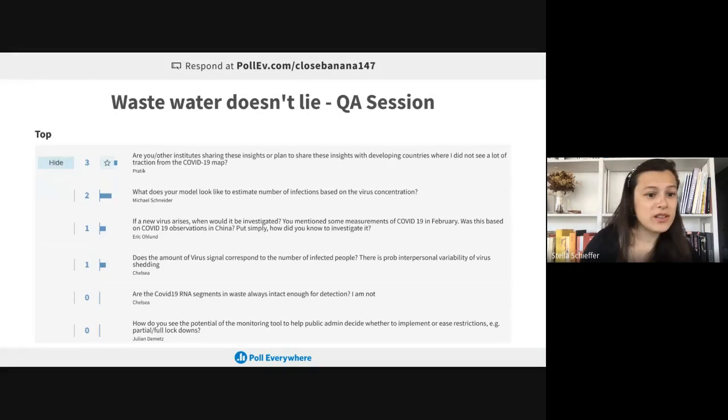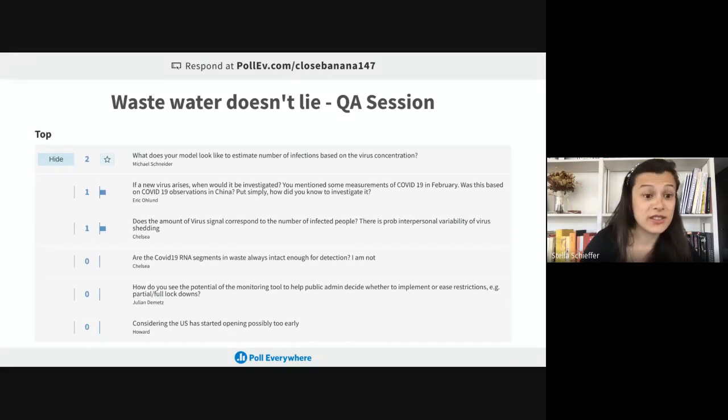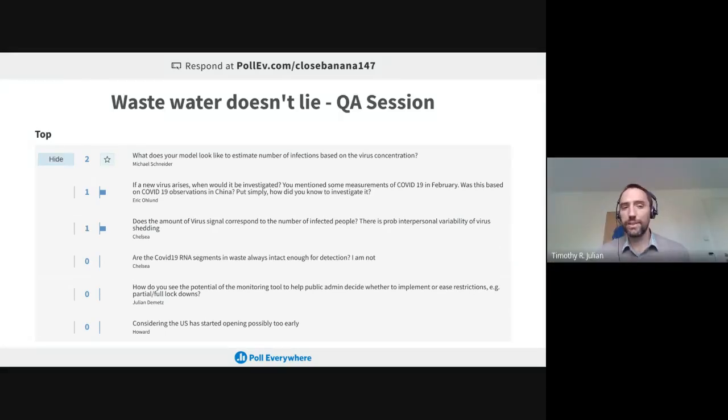Next one. What does your model look like to estimate the number of infections based on the virus concentration? That's a good question, and it's really early stage. The model is really early stage. So right now, what we're thinking of doing is incorporating the parameters into a general model that relies on the estimates for the concentration. Some of the parameters we'll need to include are the percent of people who shed it in their feces, the time course of fecal shedding rates, the population catchment size, and factors influencing the wastewater itself, like the flow rate. Those are just some of the things early on, but there's a lot more work we have to do on the model. Christoph, do you have more to add?